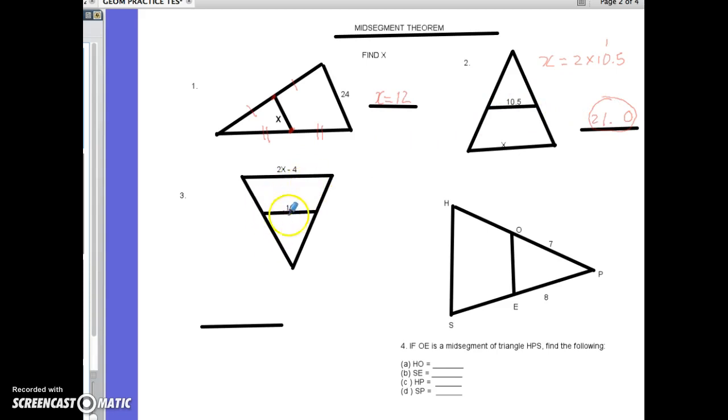Still working with mid-segment. This one is a little bit more involved. They give us the mid-segment is 16. These marks just mean that this point here is the midpoint of this segment. This point is the midpoint of this segment. So the third side is going to be twice the mid-segment. So the 2x minus 4 will be twice 16, and 2 times 16 is 32. So that's the way you work this one out.